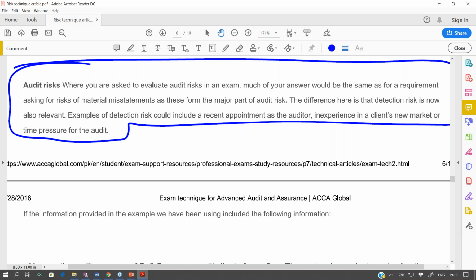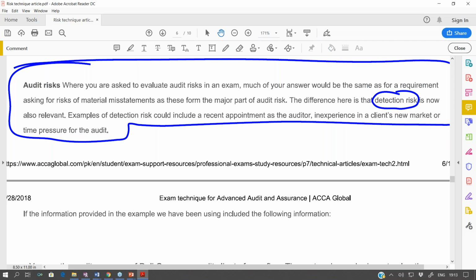Then the examiner says, what's the difference between audit risk and ROMM? The difference here is the detection risk. So when you're attempting a question on audit risk, detection risk is now also relevant. Examiner is saying there are some examples of detection risk.